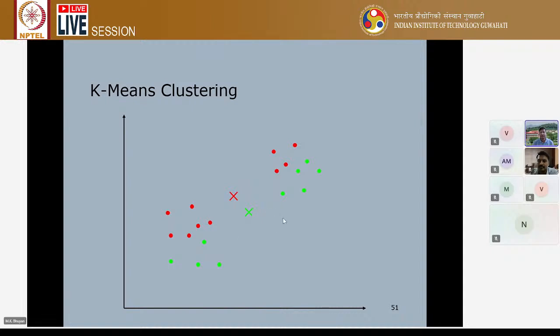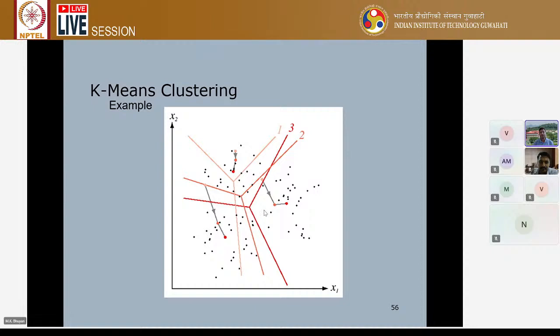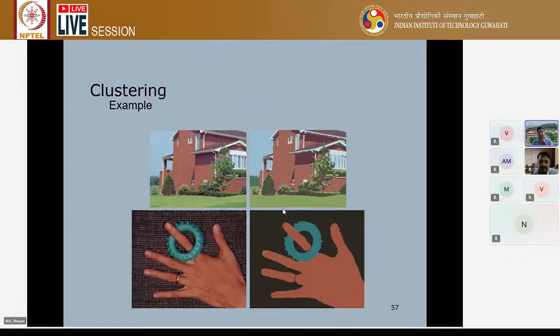Based on the minimum distance, I have to assign the points to a particular centroid. Like this, I have to do it, and finally I have these two clusters, the red cluster and the green cluster. With each and every iteration, you can see the centroid is moving, and finally it is converged. Suppose I have three clusters, the red cluster, green cluster, and the blue cluster. Based on this, we can do the clustering.